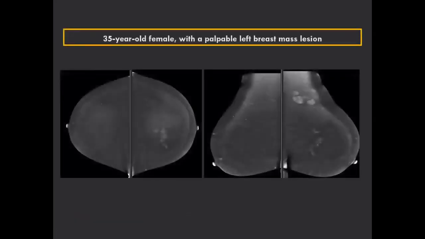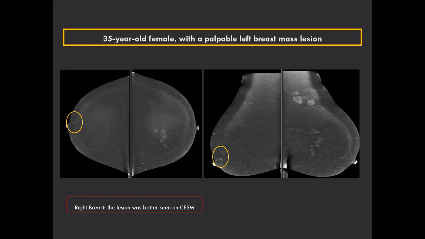On contrast mammography, we can now see that this tiny lesion is evidently seen better than it was on the mammography and on the tomosynthesis. And it was not only this. If we look at the lesion on the left side, it was not a single lesion. We can see multiple lesions within the left breast with a much wider extension than what we saw on the mammogram and the tomosynthesis.